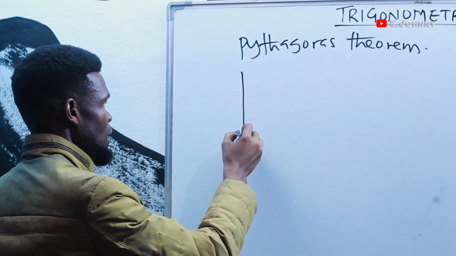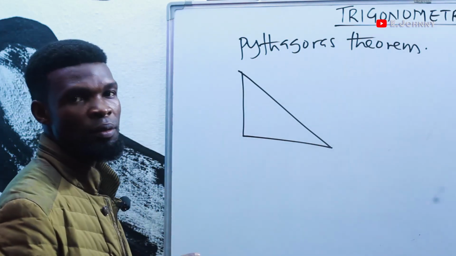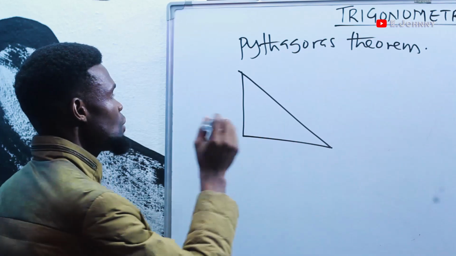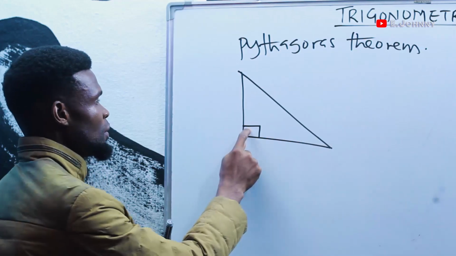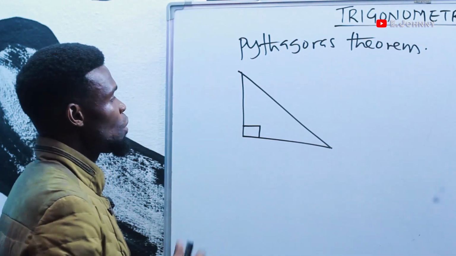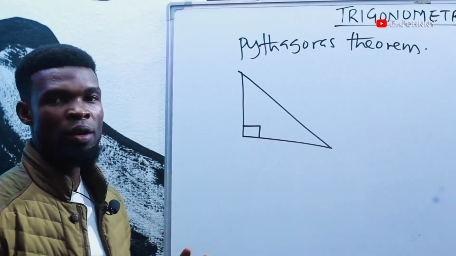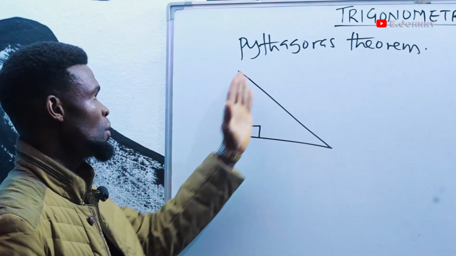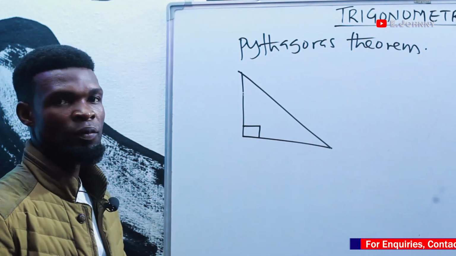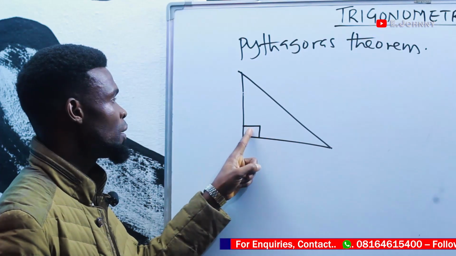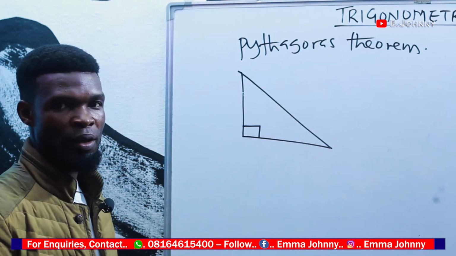So this is a right-angled triangle. What makes this triangle a right-angled triangle is because it has one of its angles to be 90 degrees. So this is 90 degrees. That is what makes it a right-angled triangle. And you know that every triangle must have three sides, 1, 2, 3, and three angles, 1, 2, 3. But this particular angle here must be 90 degrees. That is what makes this triangle a right-angled triangle.